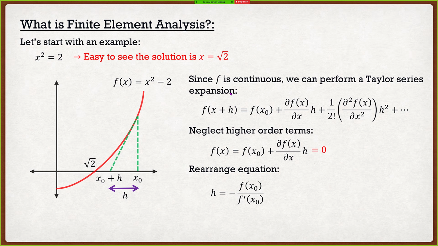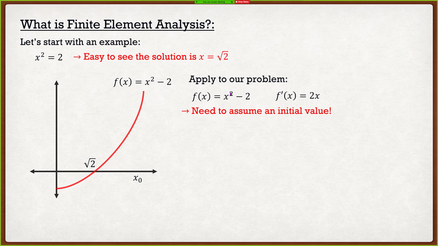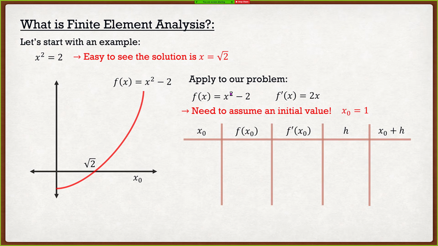So this is a little bit confusing. Let's go into an actual example. If we look at our particular problem, we know that f of x is equal to x squared minus 2. We also know that f prime of x, which is simply the derivative, is going to be 2x. The first step when we do these approximations is that we're always going to need to assume an initial value. So in this case, let's pick x naught is equal to 1. From here, we can go to a nice table here, and we say, all right, we decided that x naught is going to be equal to 1.